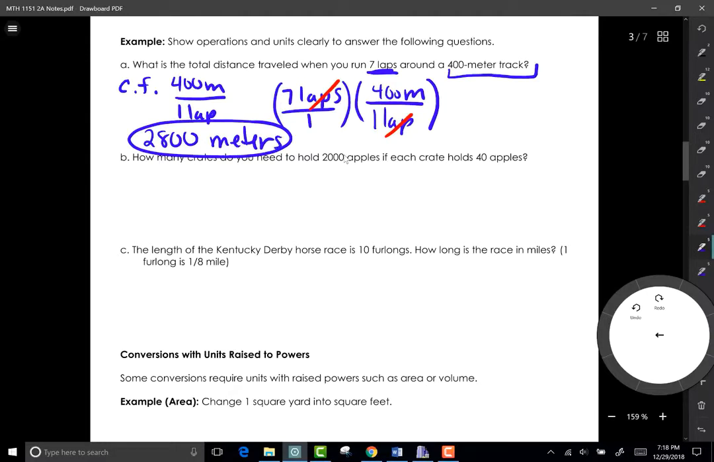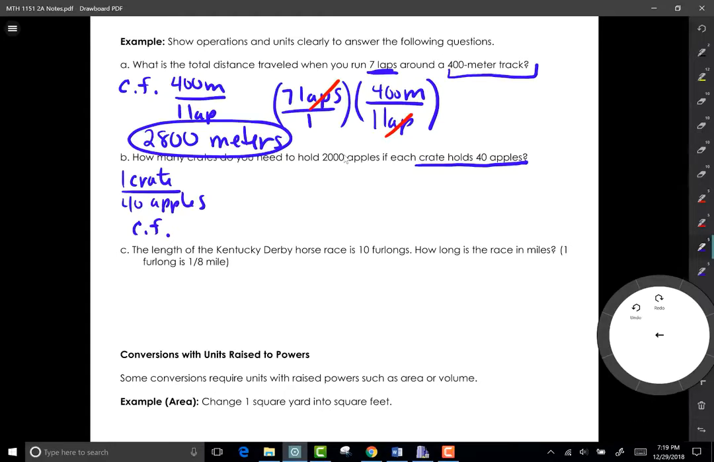Okay, the next example says, how many crates do you need to hold 2,000 apples if each crate holds 40 apples? So they're giving you the conversion factor. 1 crate is equivalent to 40 apples. This is my conversion factor. We want to convert 2,000 apples and figure out how many crates they are. So I'm going to start with 2,000 apples.